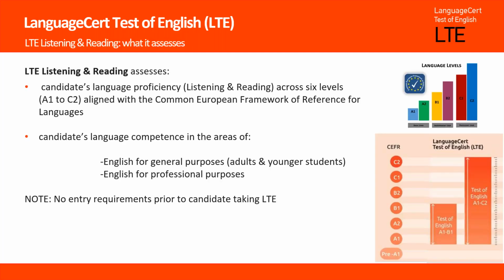So, what is the LTE Listening and Reading Test all about? What does it assess? Well, the LTE Listening and Reading Test assesses the candidate's language proficiency, and in particular their listening and reading skills, across 6 levels aligned with the Common European Framework, that is to say levels A1 through to C2. It also aims to assess the candidate's language competence in the areas of English for general purposes and also English for professional purposes.